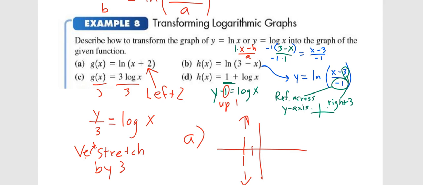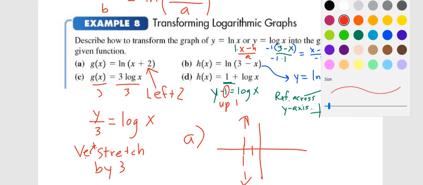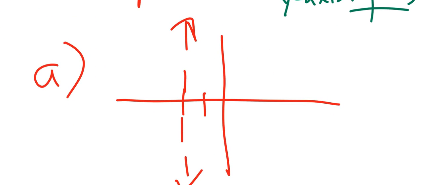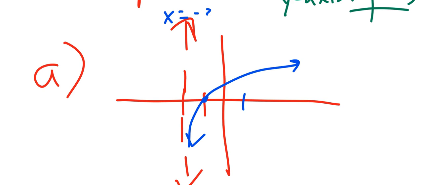Now, the truth of the matter is that if (1, 0) used to be the point on the old graph and you move it left 2, it becomes that point right there, so (negative 1, 0). But anyway, if you've gone to the left 2, x equals negative 2 is now your vertical asymptote. Things like domain: negative 2 to infinity. The range isn't changing. It's still all reals.